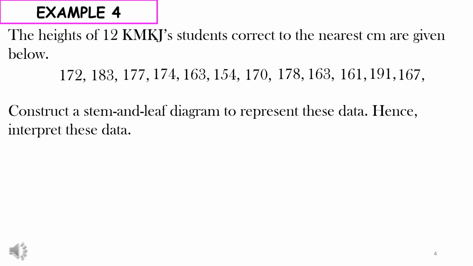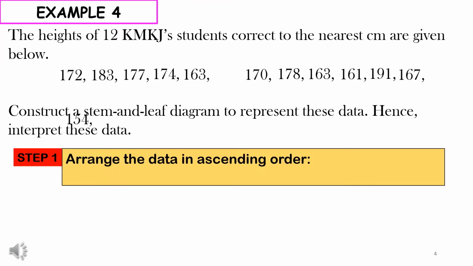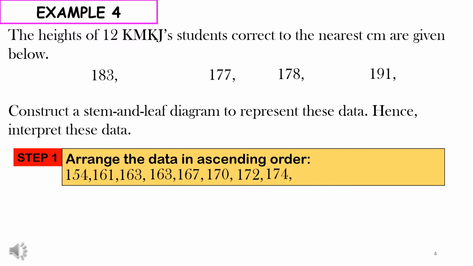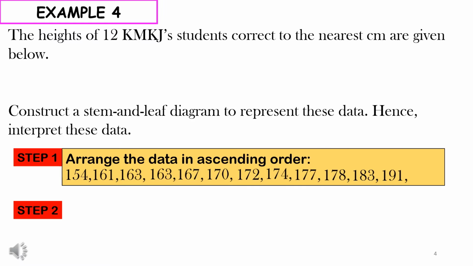Can you all try to construct a stem and leaf diagram to represent the given data and interpret the data of example 4? It would be easy to construct a stem and leaf diagram if you all follow the given steps. Step 1. Arrange the given data in ascending order. Did you manage to arrange the data correctly? I hope you did. Step 2.